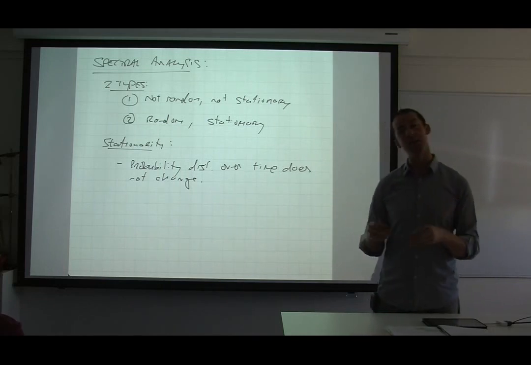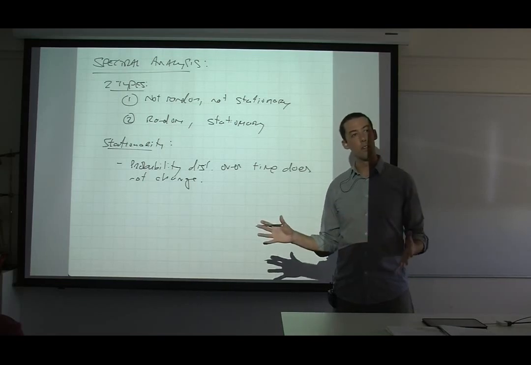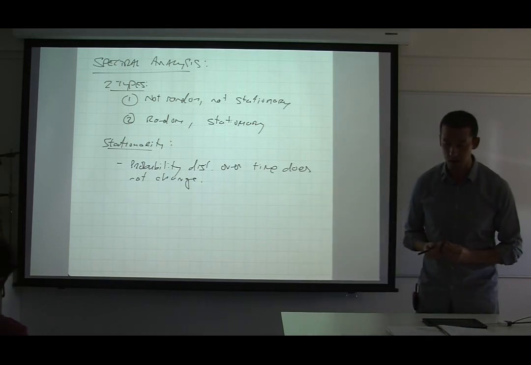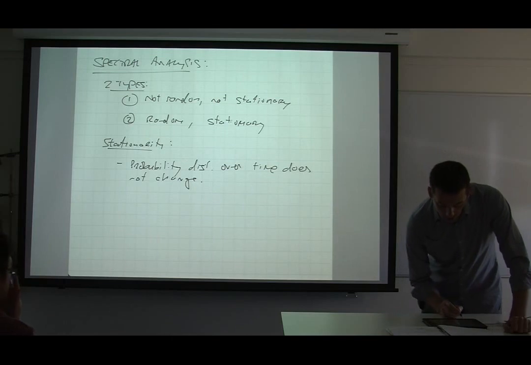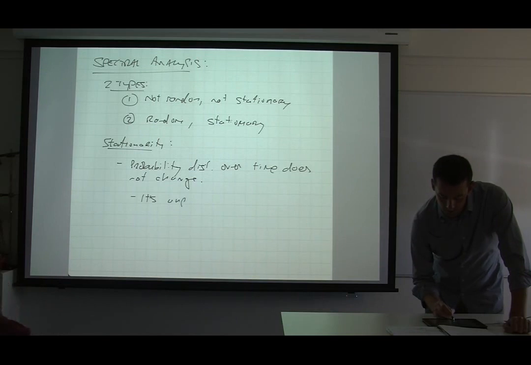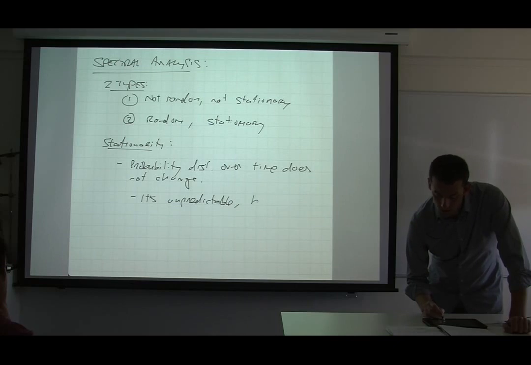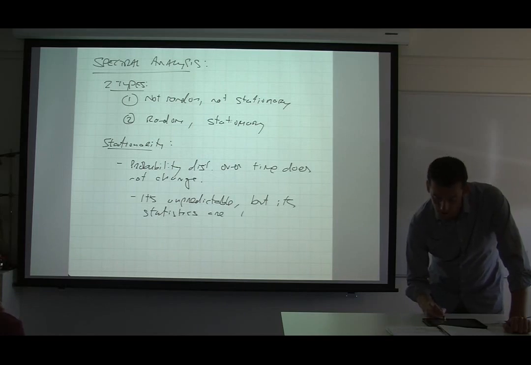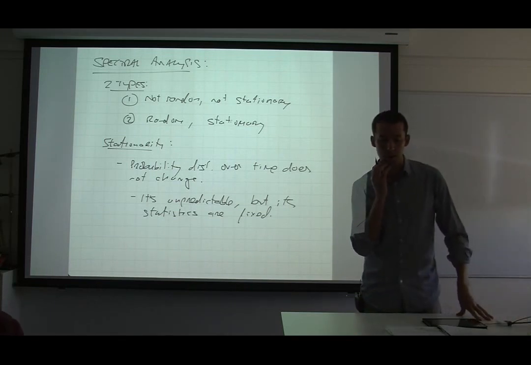So all you need to think about is that it is a random signal, but its underlying properties are not changing with time, and we might be able to estimate those if we can average parts of the signal over time. So what am I saying here? It's unpredictable. But its statistics are fixed. So that's the kind of random signals that we're going to deal with.